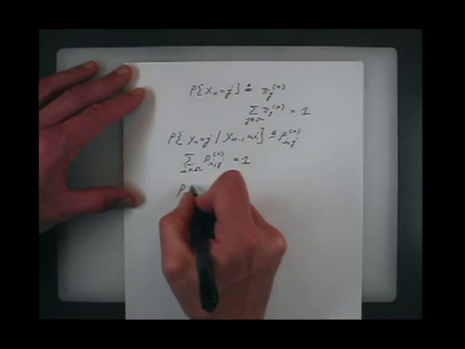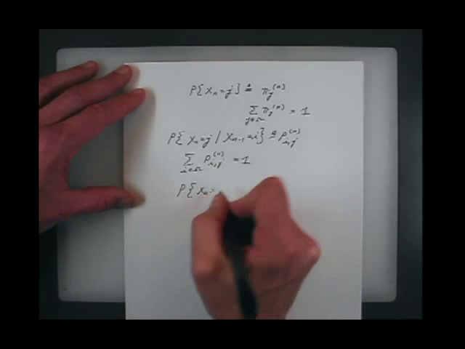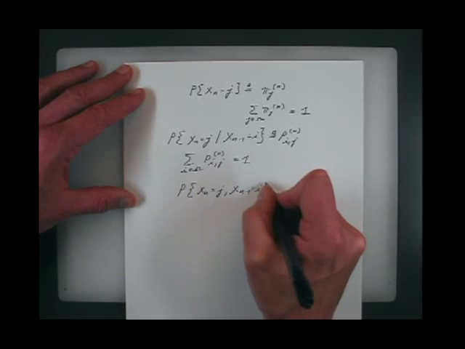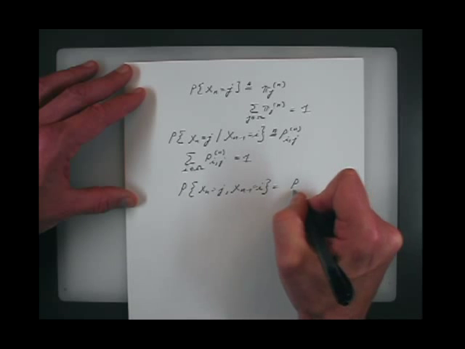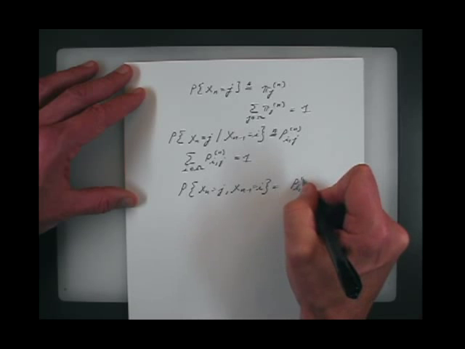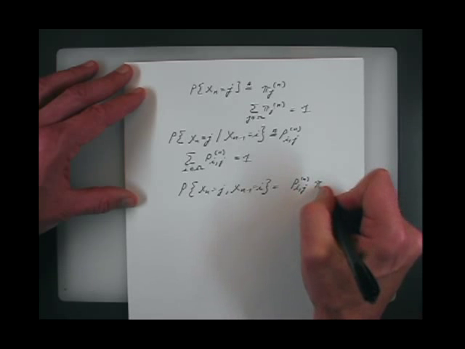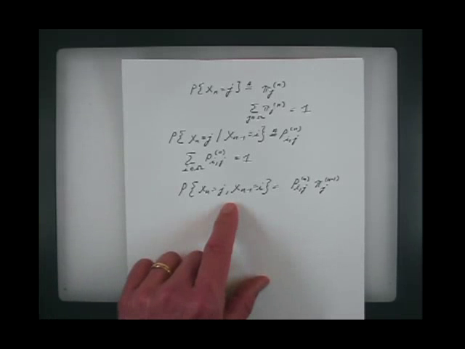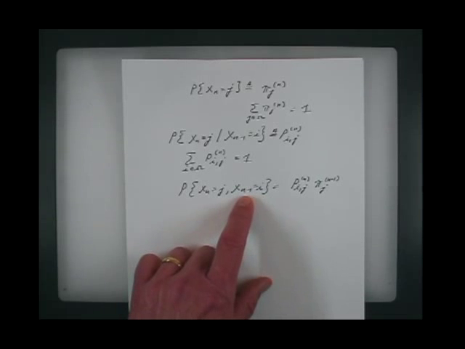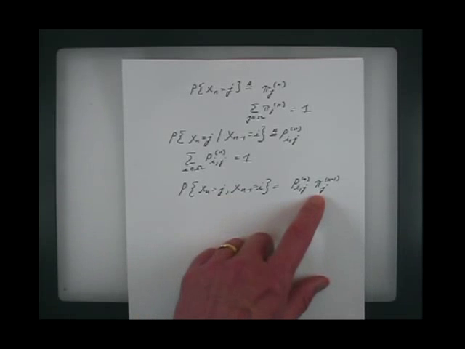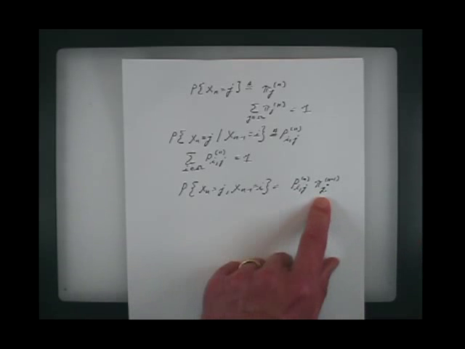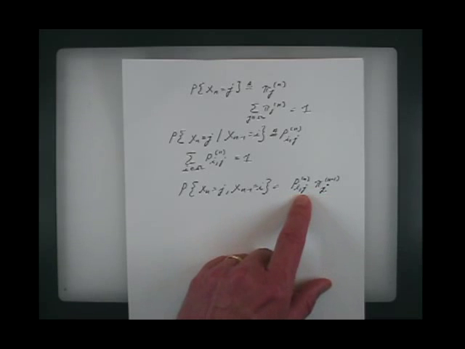Okay, so it's easy enough to show then that the joint probability of, say, Xn equals J and Xn minus 1 equals I, that's going to be equal to P I J of n times pi I of n minus 1. So the joint probability of the sequence of X being equal to I and then being equal to J is the probability you start in state I, and then from state I you go to state J. Simple enough.